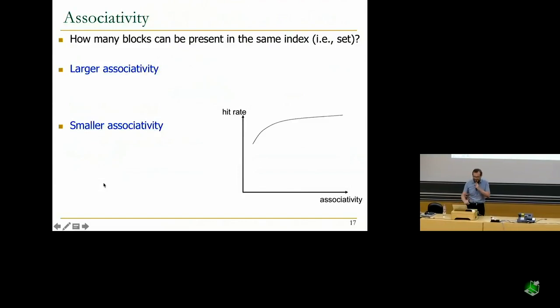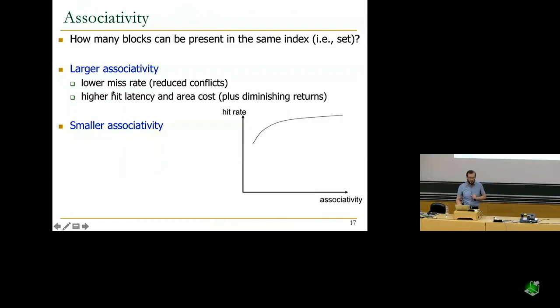Okay, we've already seen this graph, actually. Associativity. How many blocks can be present in the same index? That's what associativity means, set. And basically, the graph looks like this. If you have larger associativity, you usually get lower miss rates, but at some point it plateaus again. You get reduced conflicts. But you also get higher hit latency and area costs, plus diminishing returns. Diminishing returns are shown here, but the effect of hit latency and area costs clearly cannot be shown by the hit rate. So if you have smaller associativity, you get lower cost and lower hit latency.